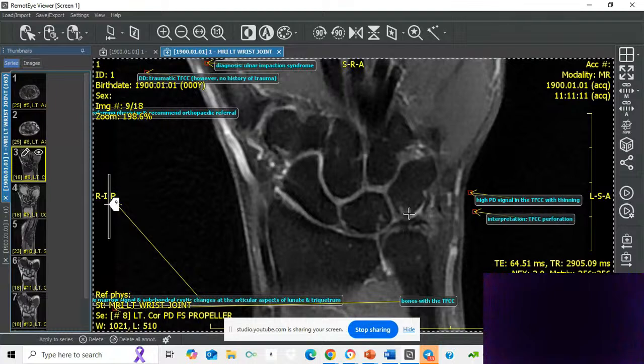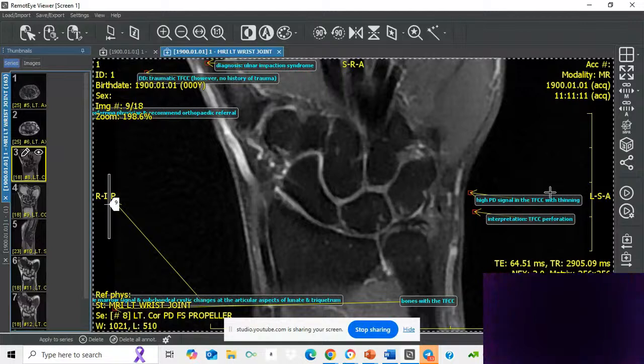There is also high proton density bone marrow signal and subchondral cystic changes at the articular surface of the lunate and the triquetrum bones with the triangular fibrocartilage complex.